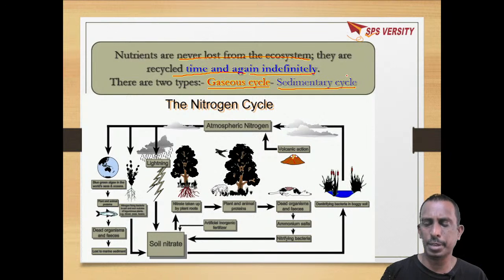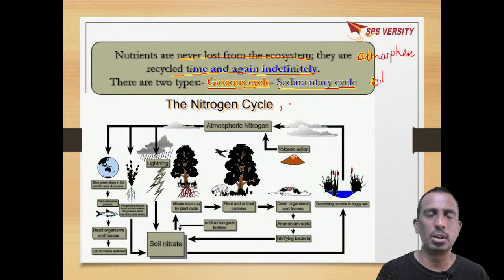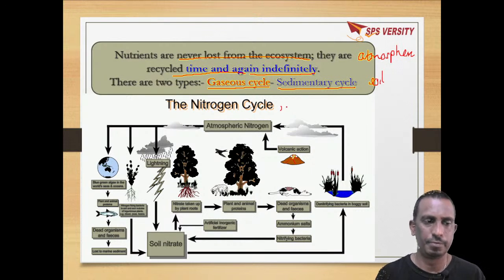Gaseous cycle means the reservoir is the atmosphere, whereas in the sedimentary cycle, the reservoir is the soil. For example, the nitrogen cycle, carbon cycle, water cycle and oxygen cycle come under the gaseous cycle. If we take the nitrogen cycle, the reservoir for nitrogen is atmospheric nitrogen, which occupies about 78%.